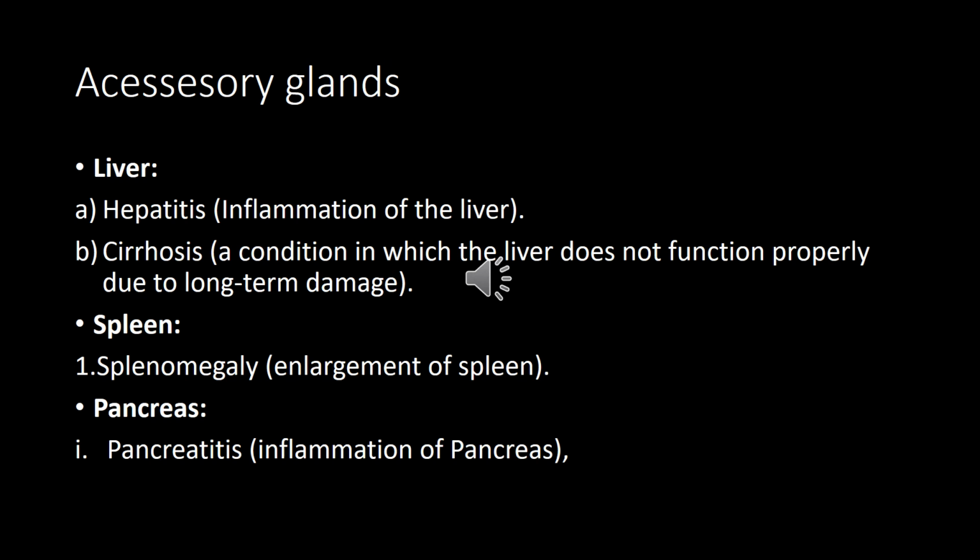Okay, so here we'll discuss the pathology of the accessory glands. The disease form of the liver can be hepatitis, which is the inflammation of the liver. Then we come to cirrhosis. Cirrhosis is a condition in which the liver does not function properly due to long-term damage of the liver tissues. Then we come to the spleen. It can have splenomegaly, which is the enlargement of the spleen, and the pancreas can suffer from pancreatitis, which is the inflammation of the pancreas.